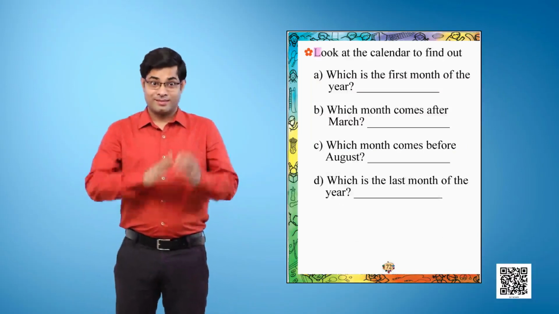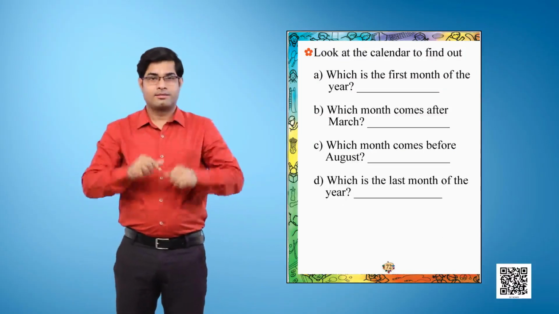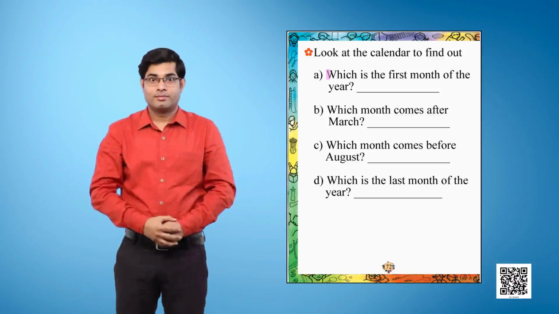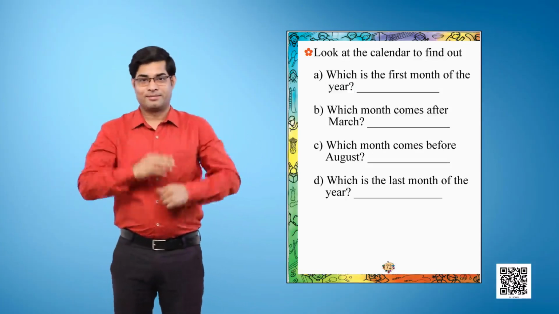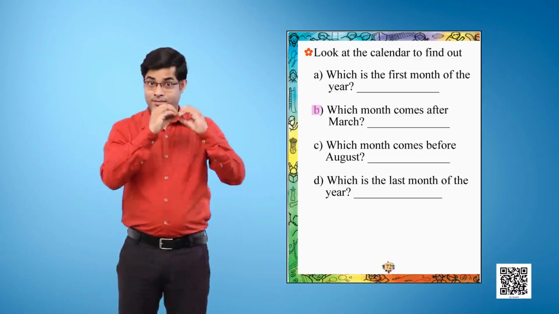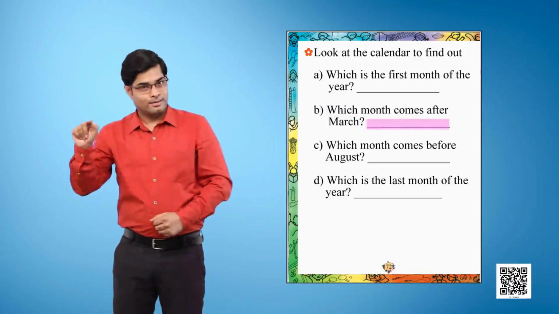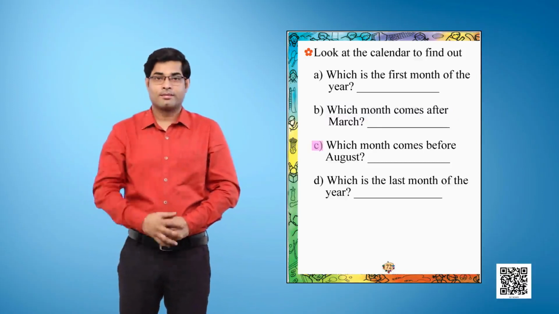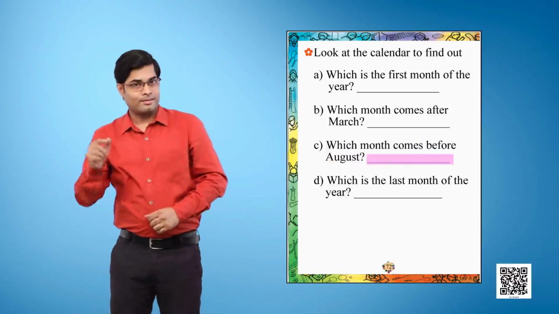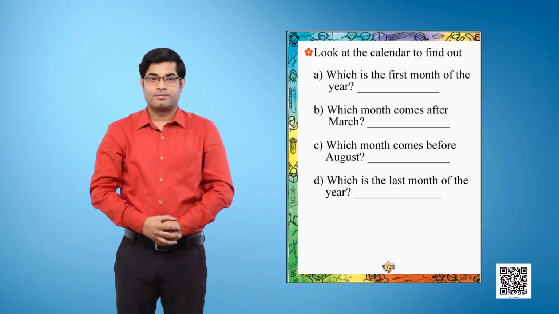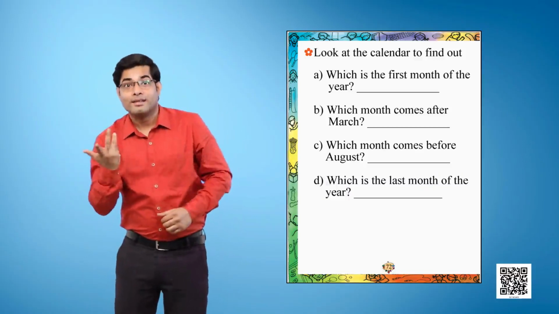Question 3. Look at the calendar to find out. A. Which is the first month of the year? Dash. B. Which month comes after March? Dash. C. Which month comes before August? Dash. D. Which is the last month of the year? Dash.